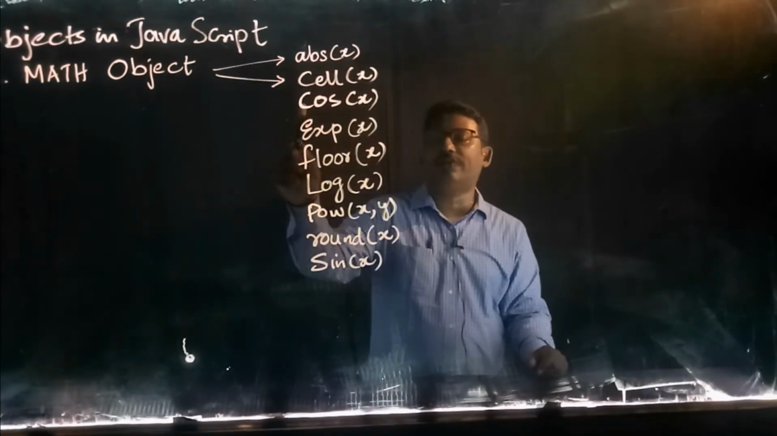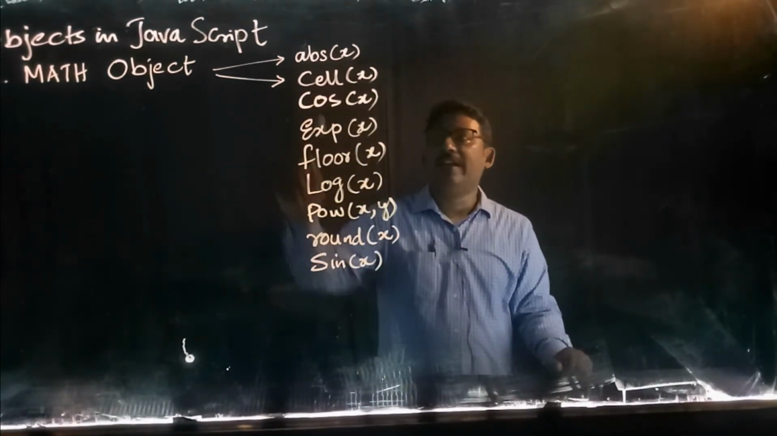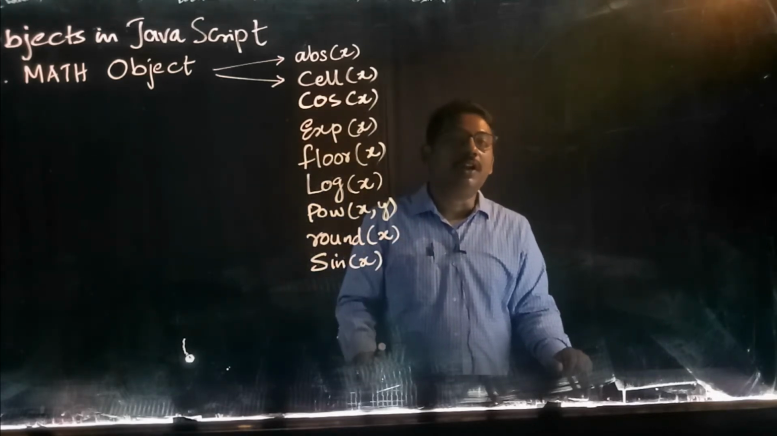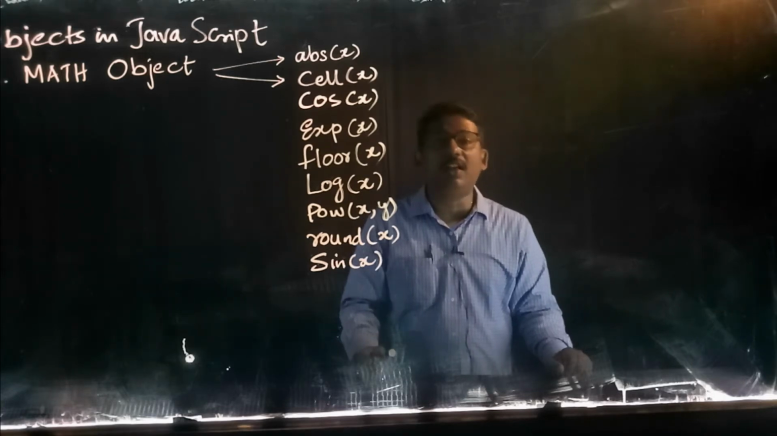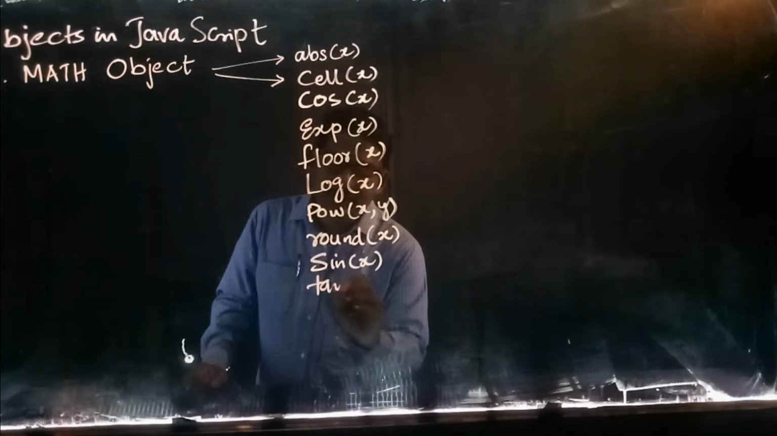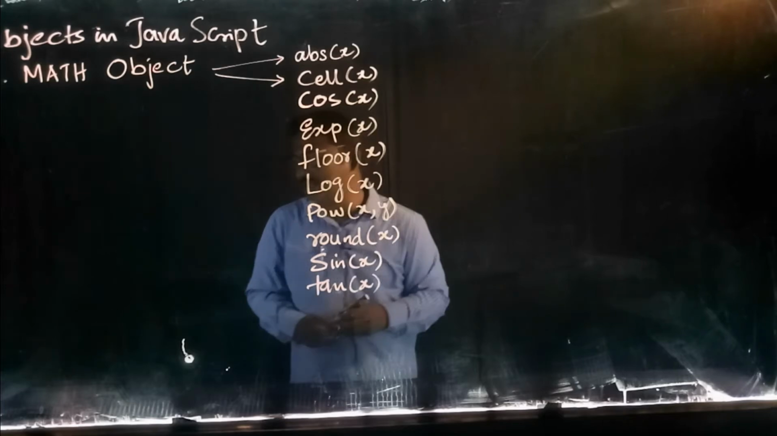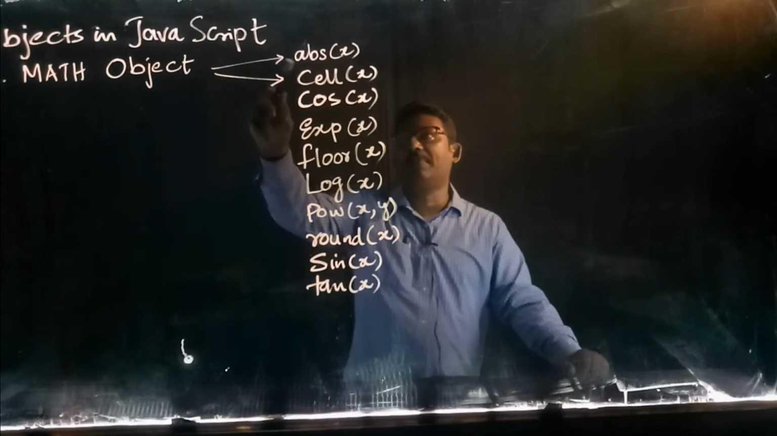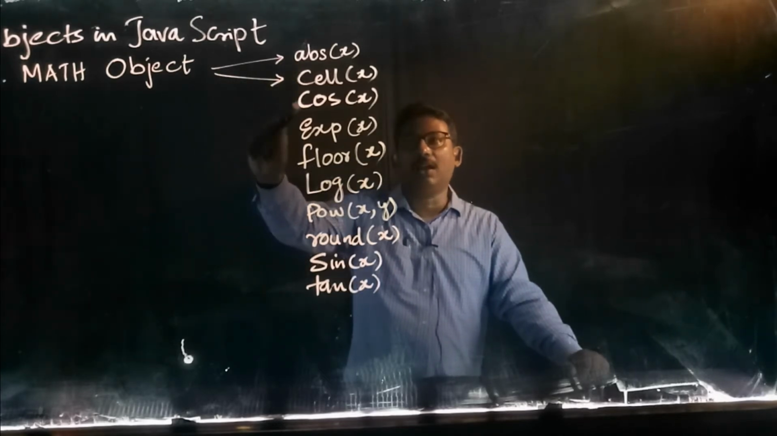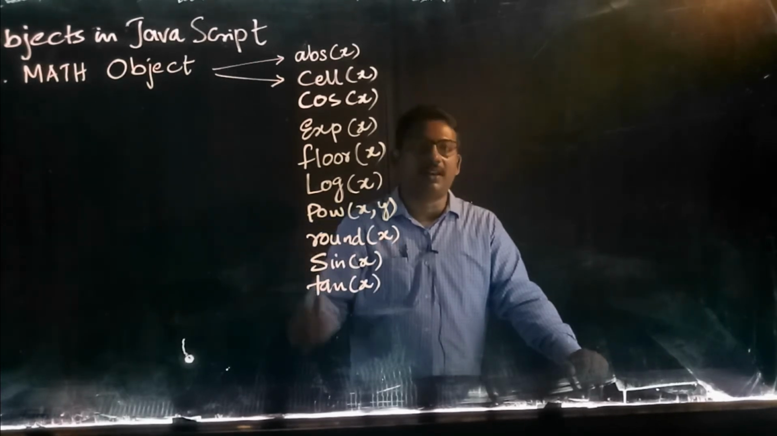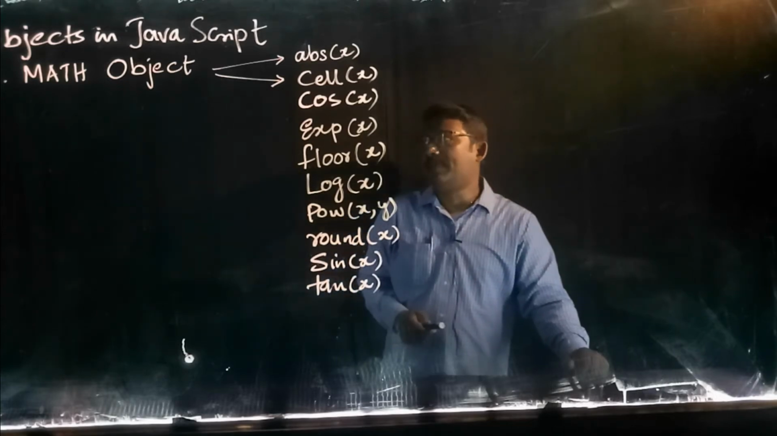Then comes sin of x and cos of x. Here cos of x is a trigonometric function, in the same way sin of x is also a trigonometric function. It will give the result in radians. Next, in the same way, tan of x. So sin, cos and tan functions can be done by using this math object. So the math object in JavaScript we can use ABS, ceil, cos, exp, floor, log, pow, round, sin and tan. So these are the different mathematical functions.